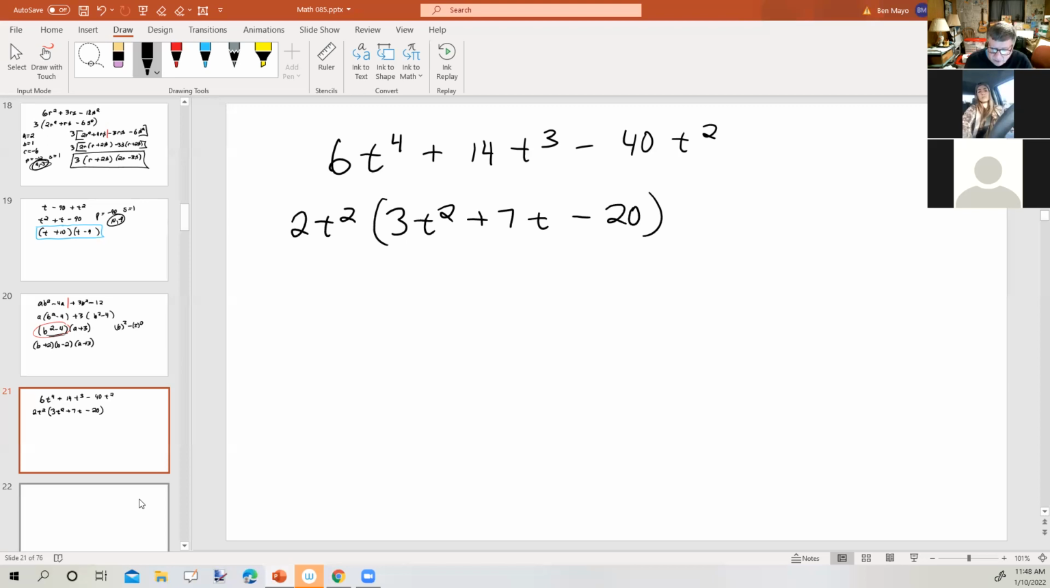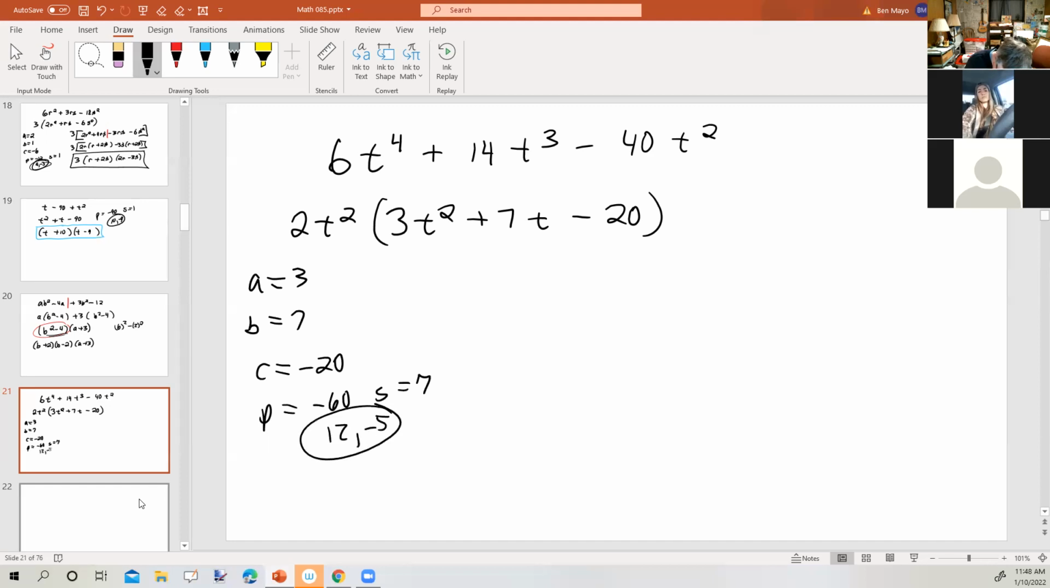Again, if anybody wants me to go back and use the trial and check method when I'm done, let me know. Otherwise, I'll continue. A is 3, B is 7, C is negative 20. The product is negative 60. The sum is 7. Well, that one looks a little bit tricky. Let's see. Oh, how about 12 and negative 5? Does anybody want me to spend any more time on how I found those numbers? Okay, well then I'll continue.